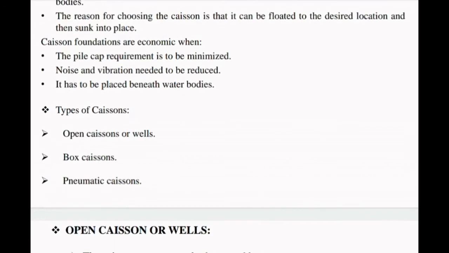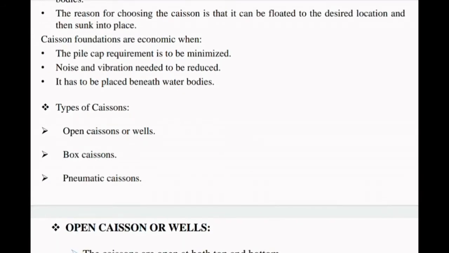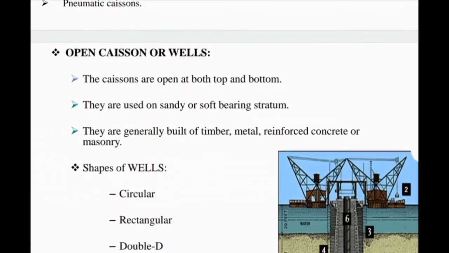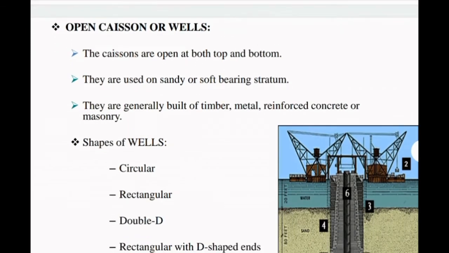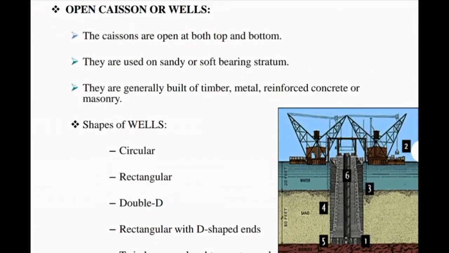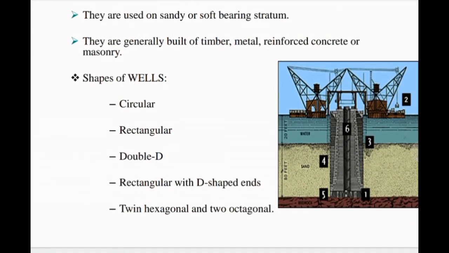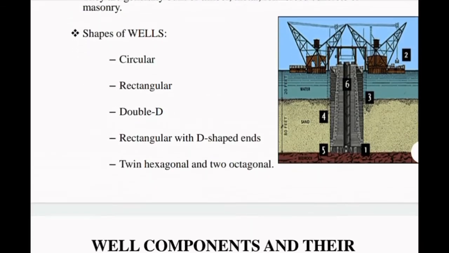And there are three types of caissons. One is open caissons or wells, the second one is box caissons, and the third one is pneumatic caissons. We can see them one by one. Open caissons or wells are a type of caisson which are open at both the top and bottom. They are used on sandy or soft bearing strata, and they are generally built of timber, metal, reinforced concrete, and or masonry. These are the shapes of the wells: circular, rectangular, double D, rectangular with D shaped ends, twin hexagonal, and two octagonal shapes.